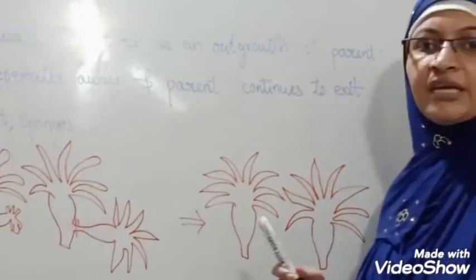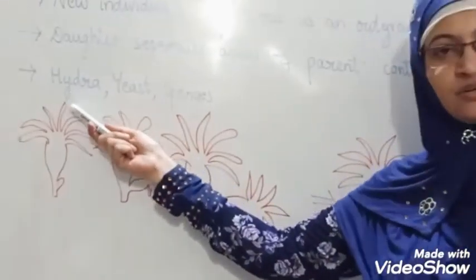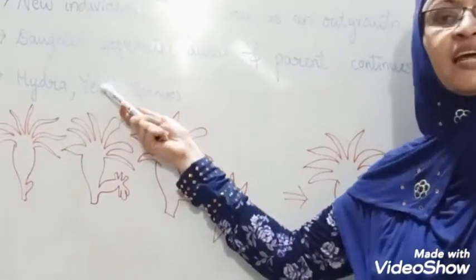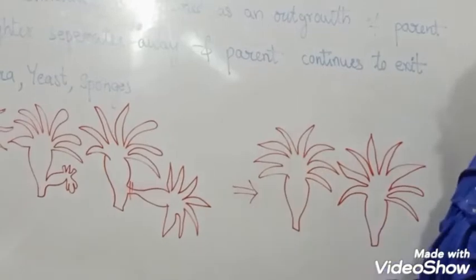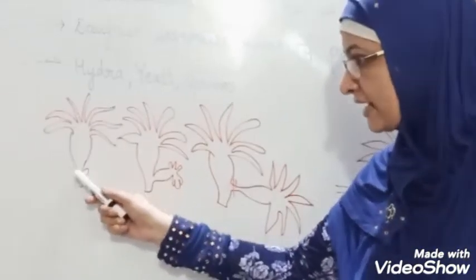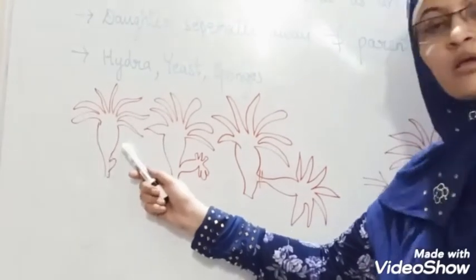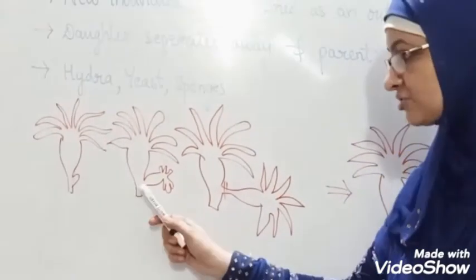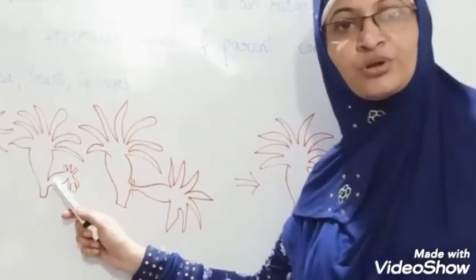Now we will see in which organisms budding takes place. Budding takes place in hydra, it can take place in yeast and in some sponges also. Now first we will see the example of hydra. We know that this is a hydra. You can see that a small outgrowth, a bud, has appeared here on its body. Then it starts growing into a baby hydra, but it is still attached to the mother's body.